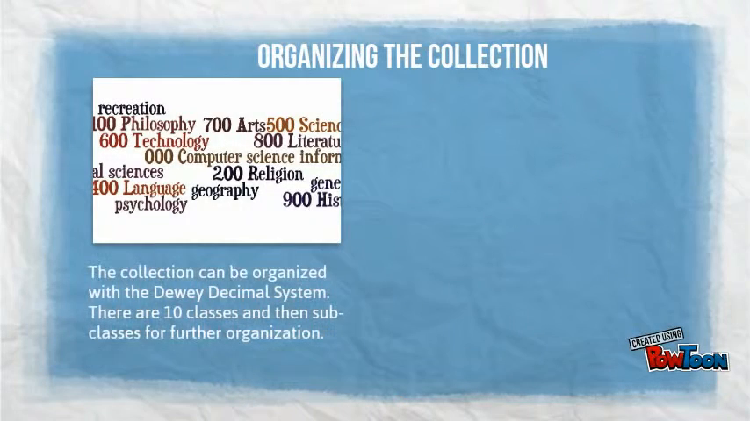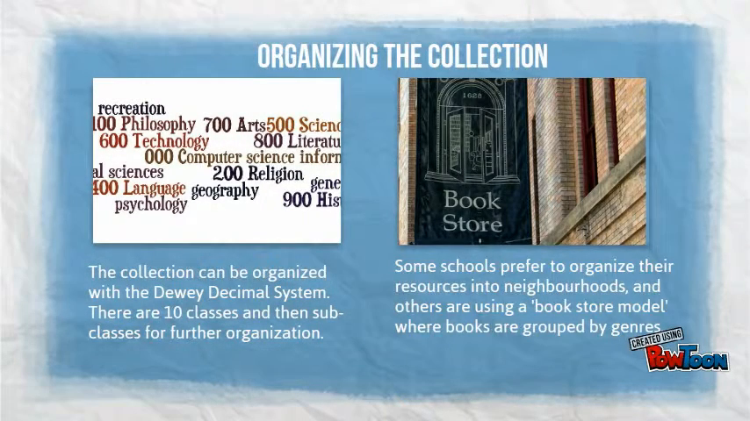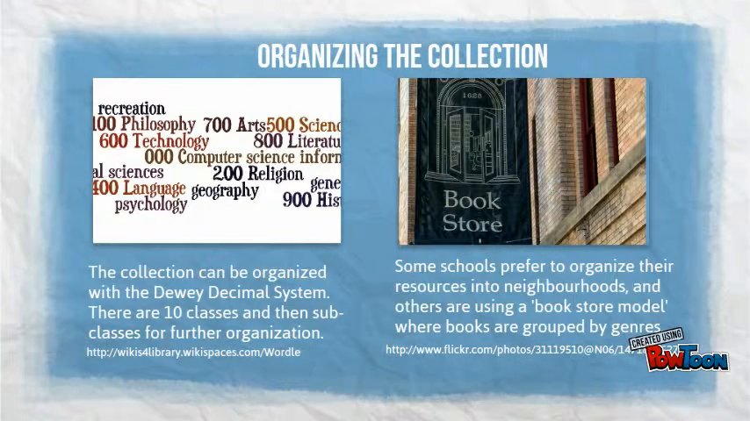You need to organize the collection. The collection can be organized with the Dewey Decimal System. There are 10 classes and then subclasses for further organization. Some schools prefer to organize their resources into neighborhoods, and others are using a bookstore model where books are grouped by genres.